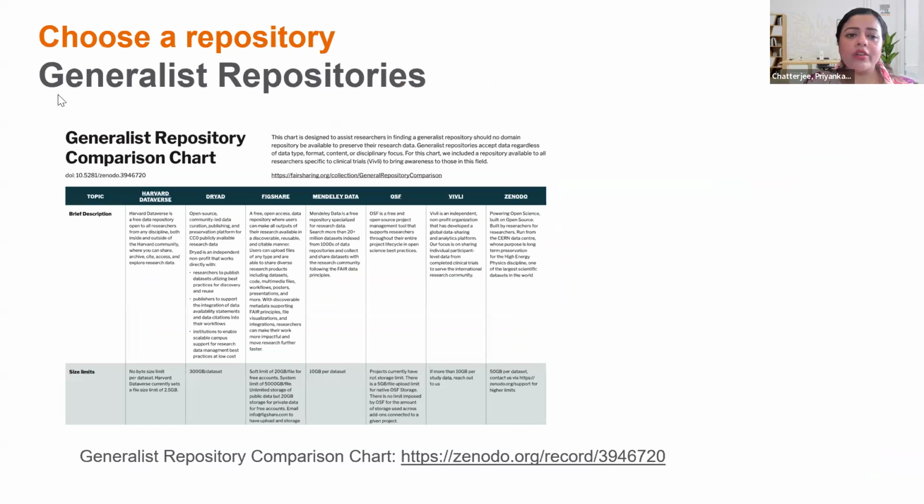Now, this is a generalist repositories comparison chart. These are all generalist repositories. We have Harvard Dataverse, Dryad, Figshare, Mendeley Data, OSF, Vivli, and Zenodo. This is available from the NIH site. You can look at the comparison chart here, where you can see the differences between the different data repositories. Once you are aware of all these differences, you will be able to know which data repository is best suited for you to deposit your data.